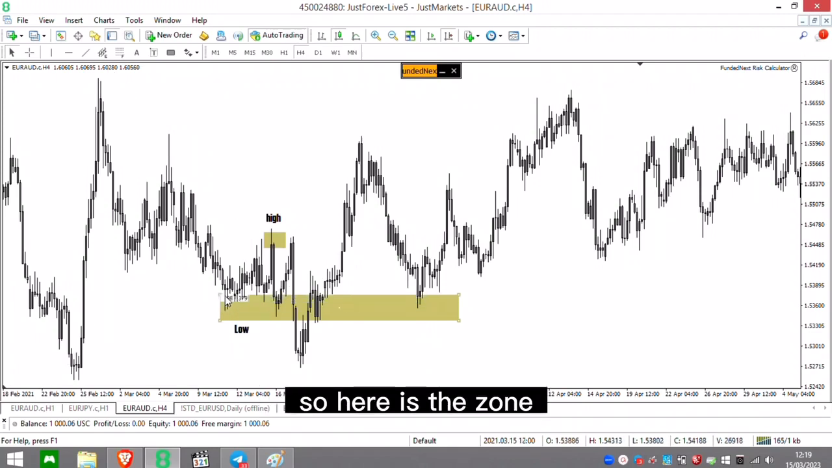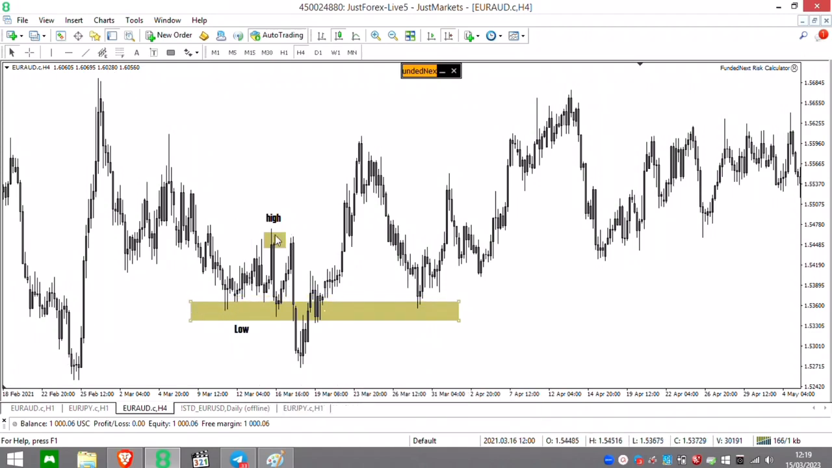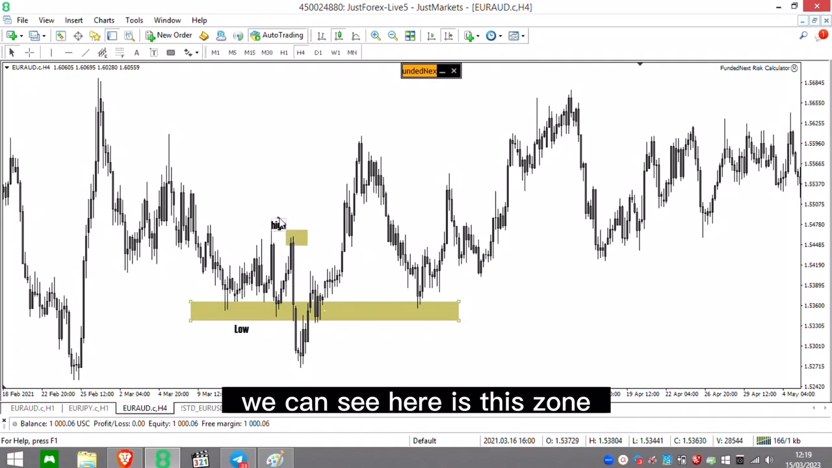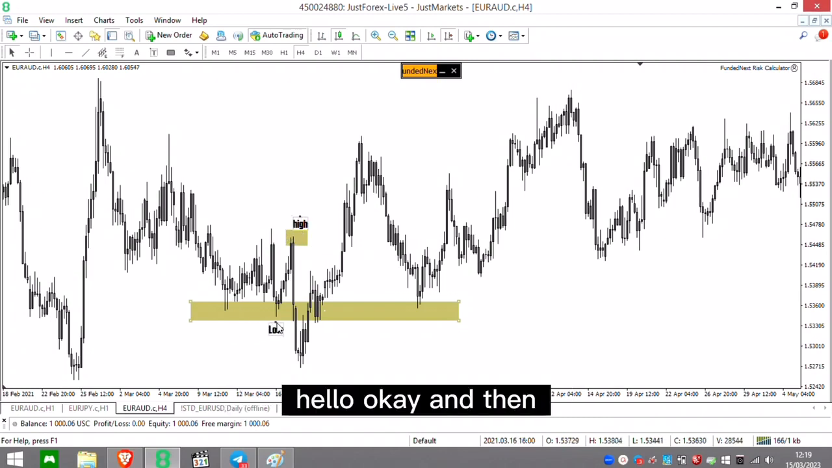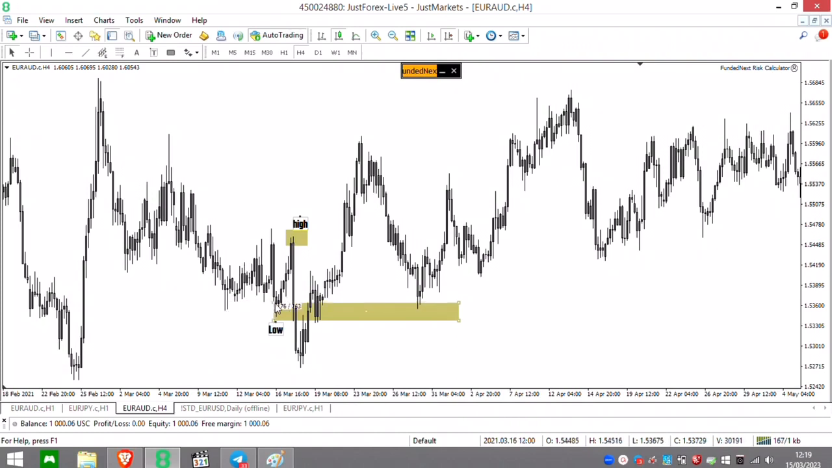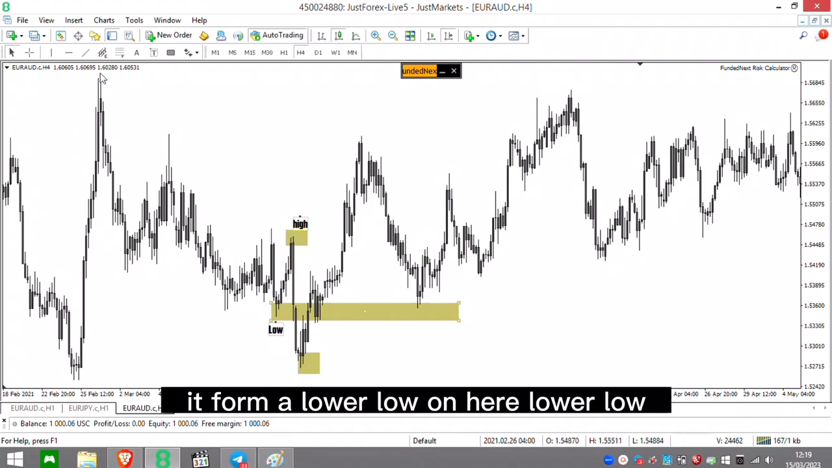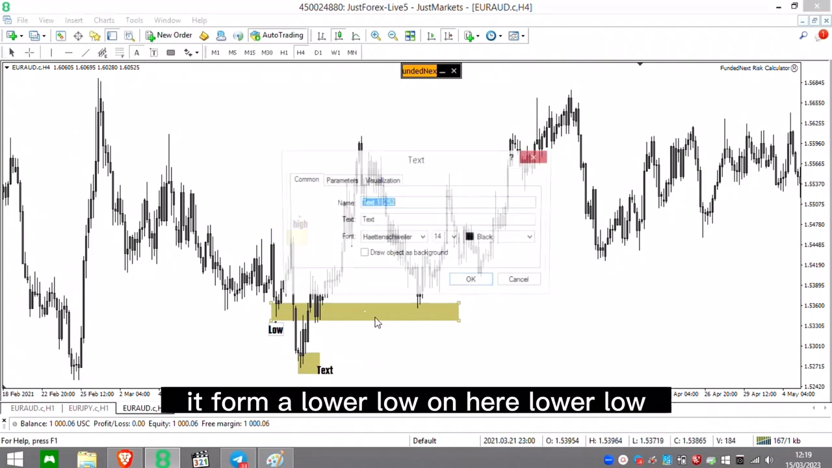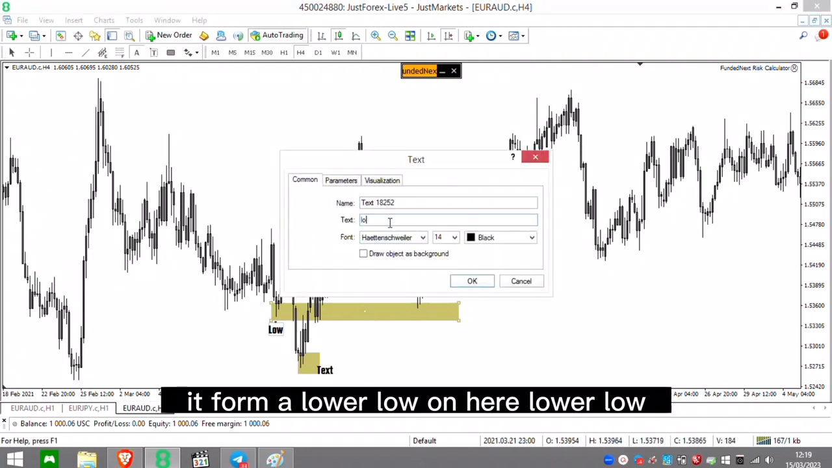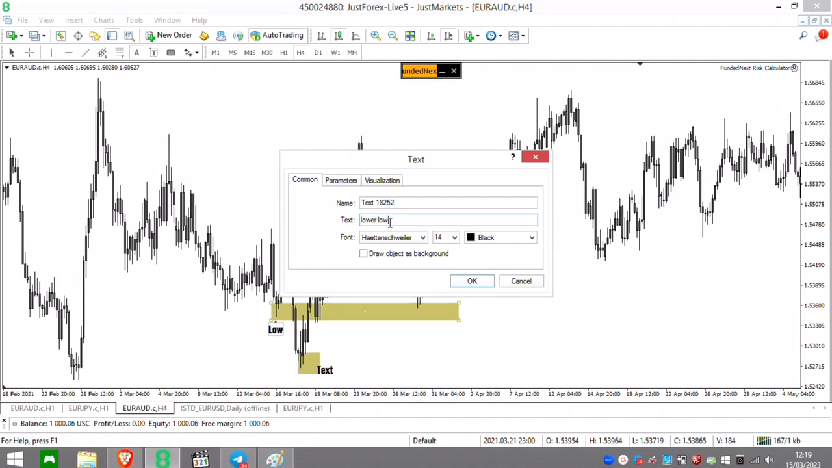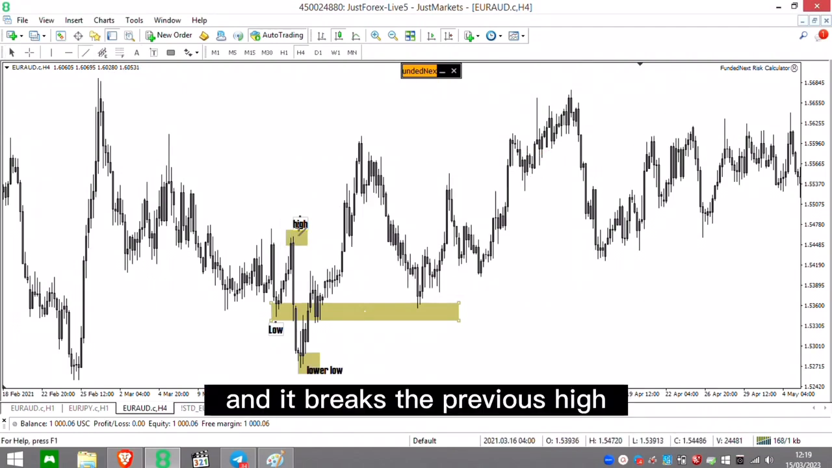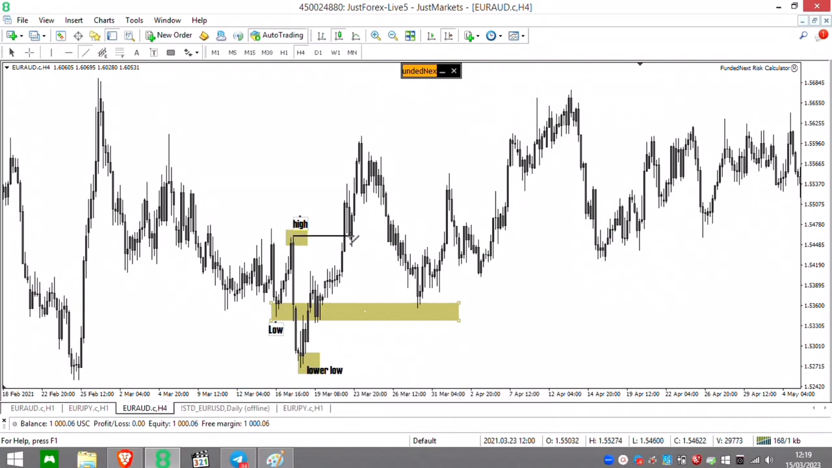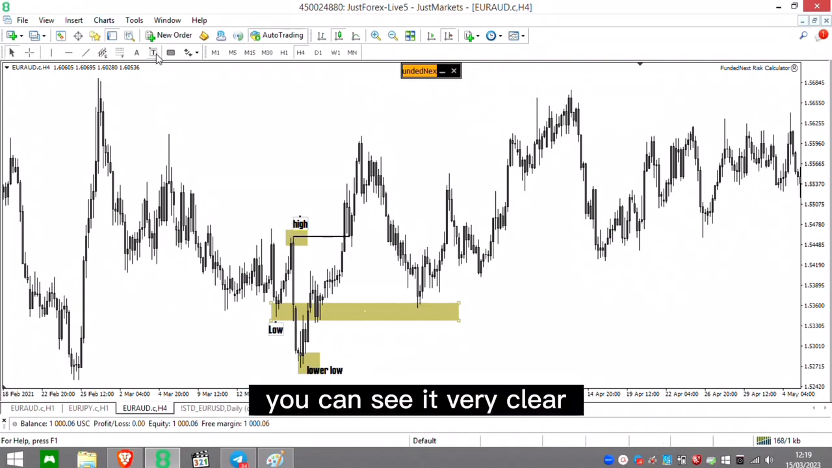So here is the zone. So we can see here is the zone. So low, okay, and then it forms a lower low here, lower low, and it breaks the previous high. You can see it very clear.